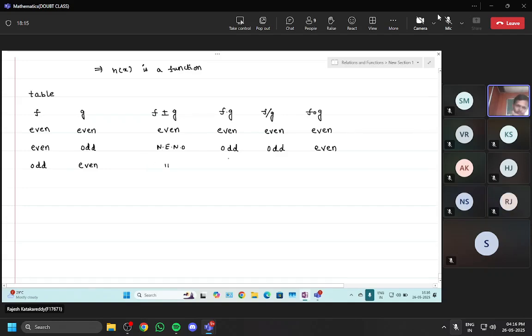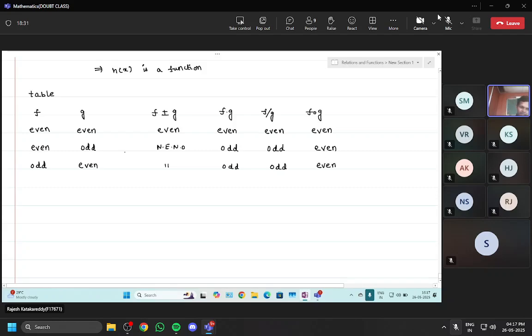Next it is f into g. If I'm taking one odd, one even function, I'm multiplying minus with plus, I'm getting minus, so the outcome is negative, that is an odd function, right? Same thing, for division also the outcome is minus. Here I will get even.